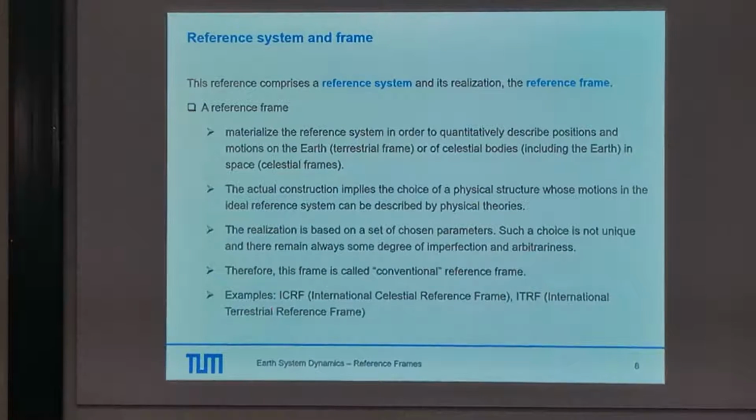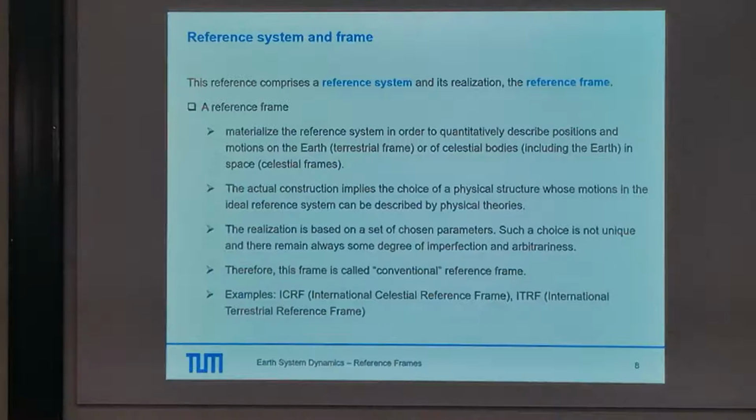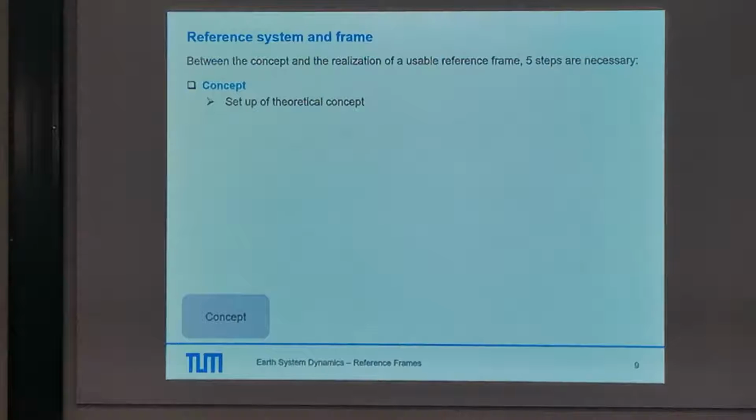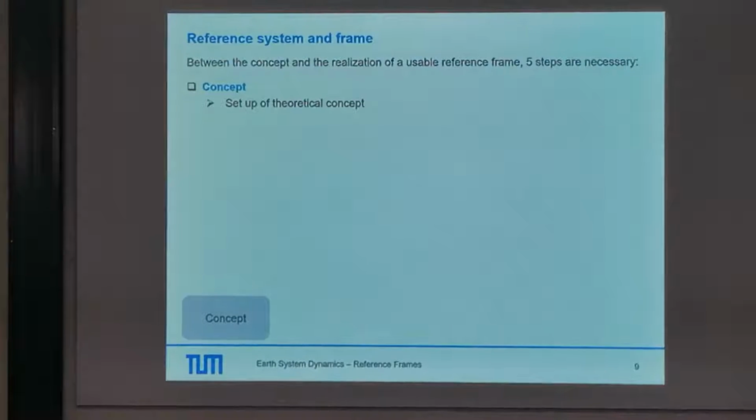And then in the case of the International Celestial Reference System, we have the ICRF, which is the Celestial Reference Frame, and the ITRF. And the ITRF is the topic of today's lecture, the International Terrestrial Reference Frame. How does it look to come from a system to a frame? There are 5 major steps needed to do so.